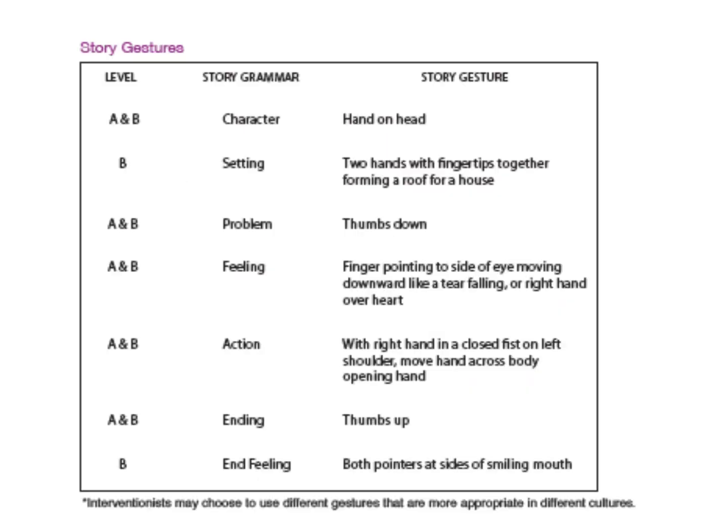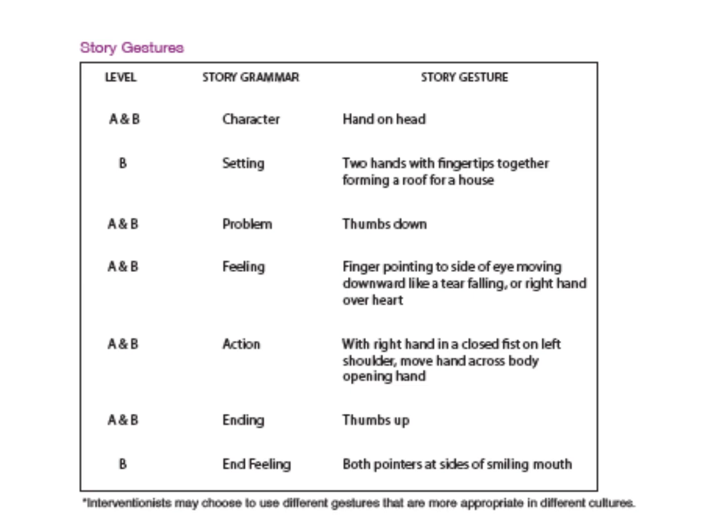Now, the other game that can be played is story gestures. This is played in the large group instruction as well as anytime during the small group individual retell phases. We only have the gestures for the levels A and B icons. So character, you would put your hand on your head when you hear somebody say that part of the story. For the setting, we put our 2 hands together with our fingertips together, kind of in a slanted roof or slanted triangle forming a roof or a house. Thumbs down, that's easy for the problem. For feeling, we use a finger pointed to the side of your eye, moving downward like a tear is falling. You could also put your right hand over your heart if you'd like to for the feeling.